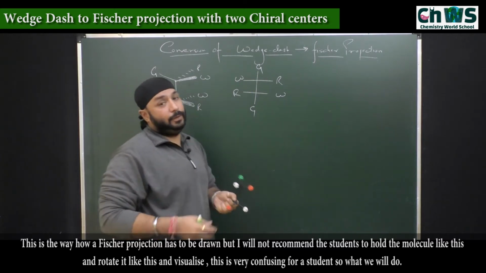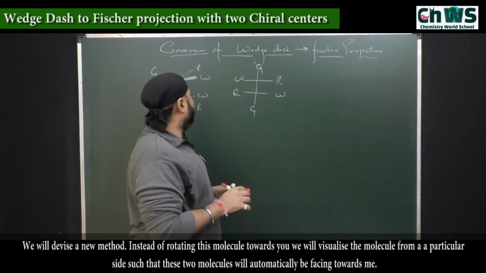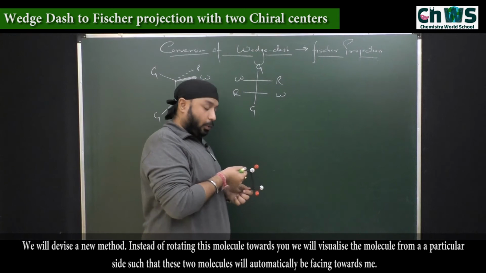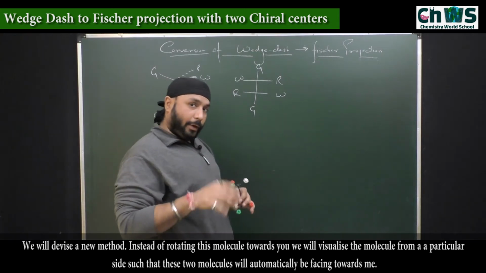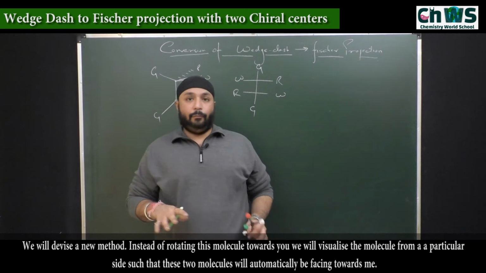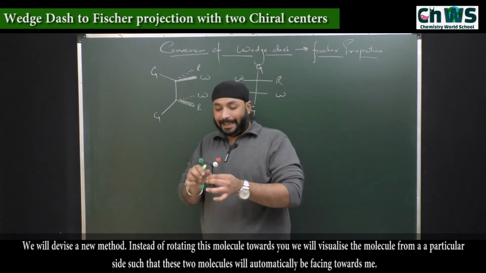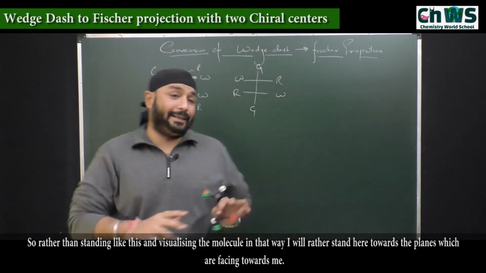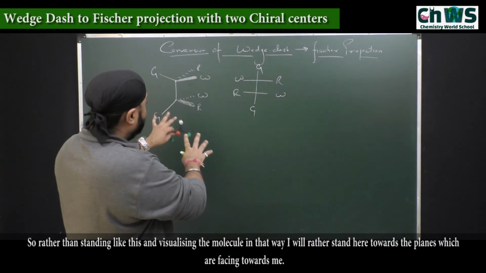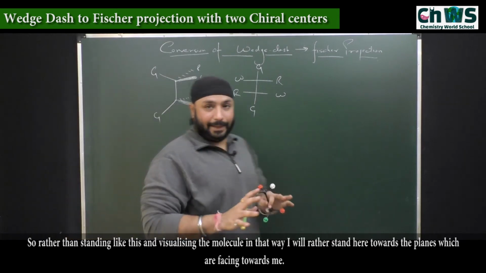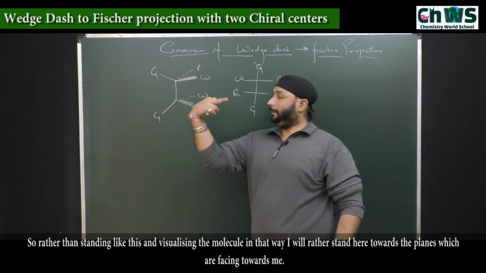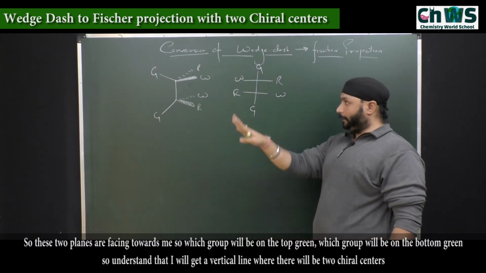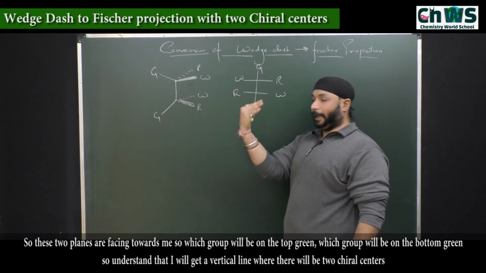It's very confusing for a student. So what we'll do, we'll devise a new method, right? Now instead of rotating this molecule towards you, we will visualize the molecule from a particular side such that these two groups will automatically face towards me. So rather than standing like this and visualizing this molecule in that way, I'll rather stand here towards the planes which are facing towards me. Getting it? So these two planes are facing towards me. Now understand that these two planes are actually facing towards me.